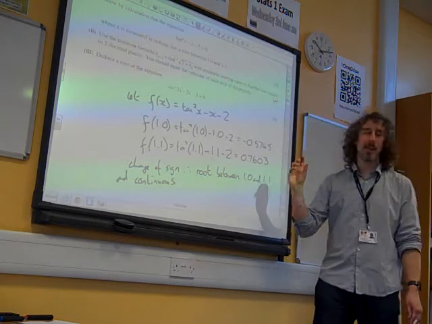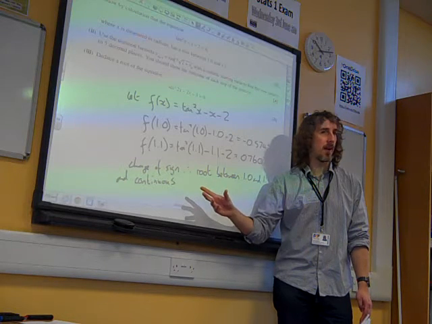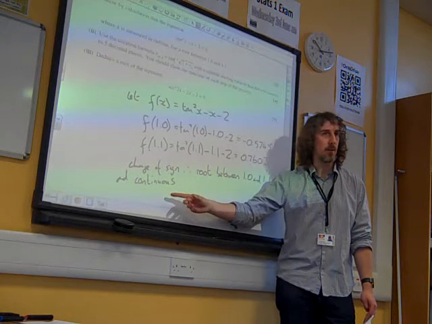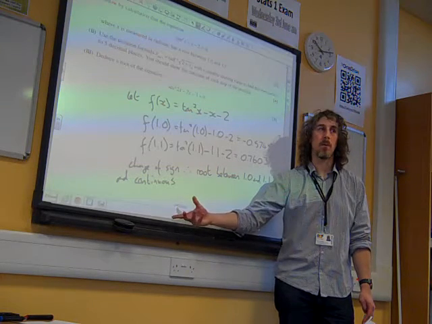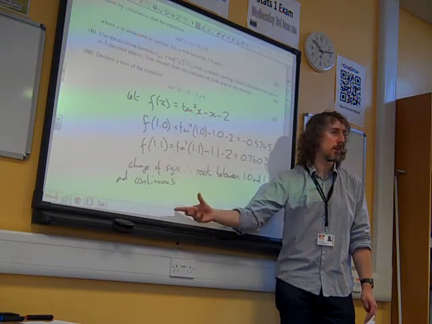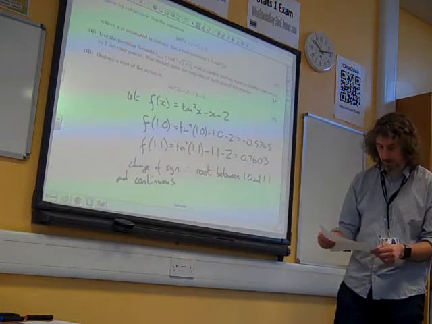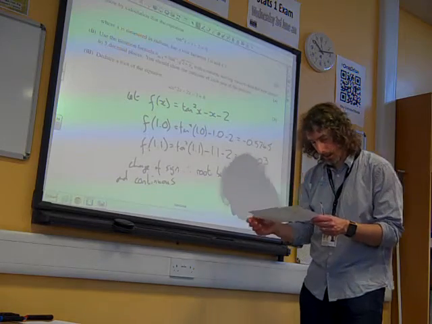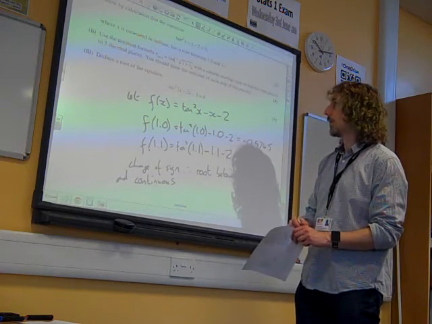And I think OCR are a little bit inconsistent about this, because there have been times where they've really cared whether you said it was continuous or not, and there have been times when they let it go. Last summer they didn't mind if you didn't put the word continuous in there, which pained me to give the mark every time somebody hadn't, but there we go. Okay, so that was that bit.